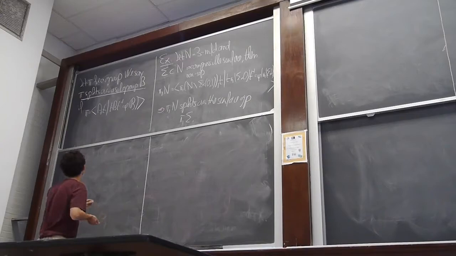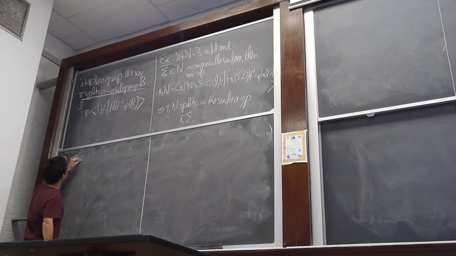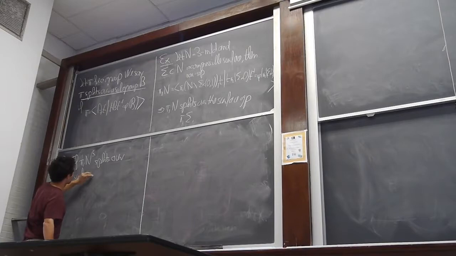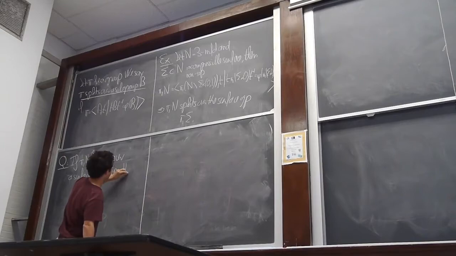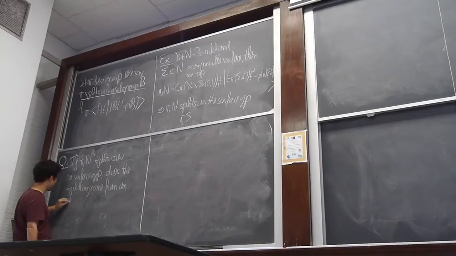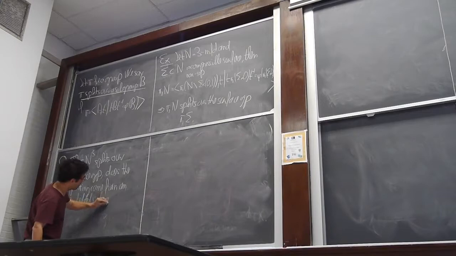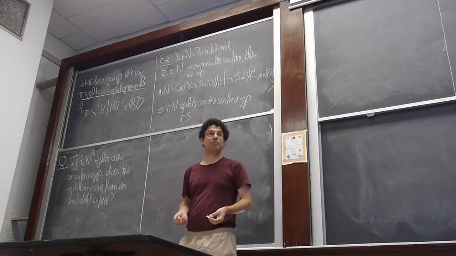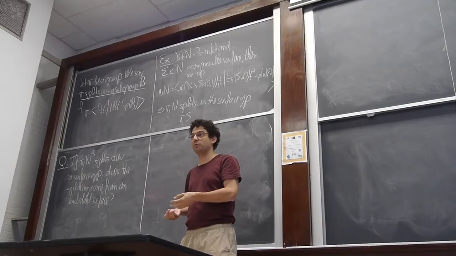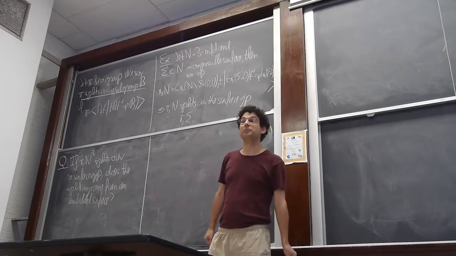So, question. If pi 1 of N splits over a surface group, does the splitting come from an embedded surface? Somebody gives you an abstract splitting of pi 1, where the B is a surface group, and now you can ask, does the B come from a surface or not? That's a typical question which people, I guess, were asking in the 60s and 70s. I wasn't around, but that's my impression.